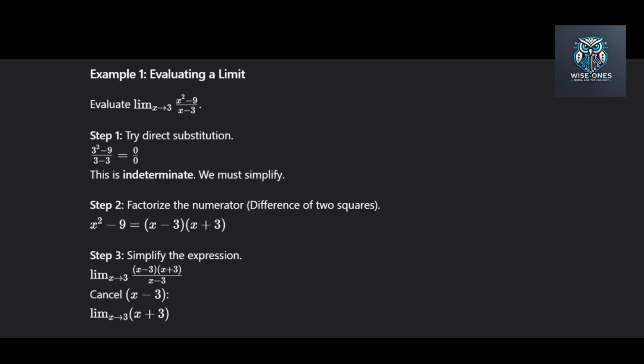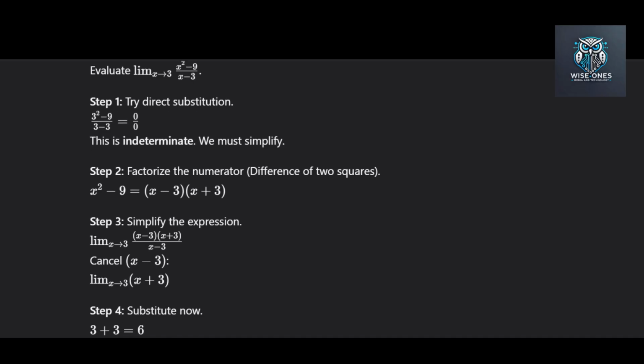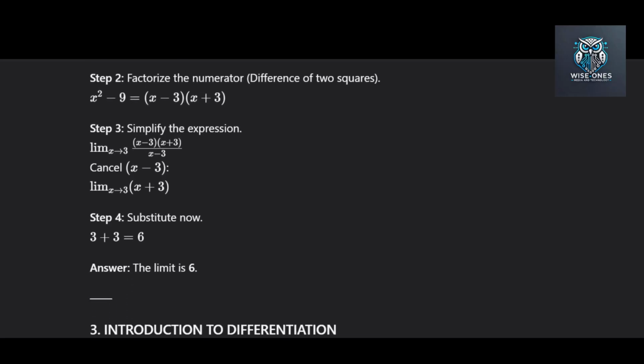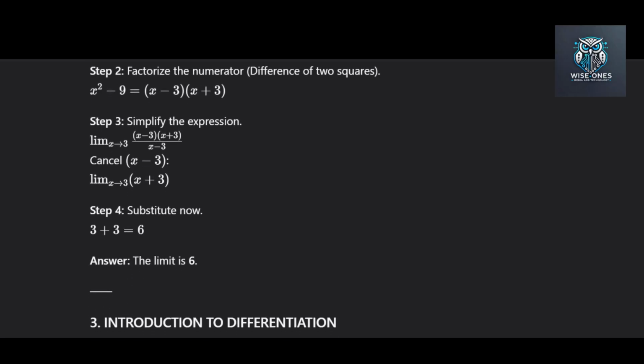We write the limit as x approaches 3 of the fraction open bracket x minus 3 close bracket times open bracket x plus 3 close bracket over x minus 3. Notice we have x minus 3 on the top and x minus 3 on the bottom. We can cancel them out. They cancel each other like friends shaking hands. So we are left with limit as x approaches 3 of open bracket x plus 3 close bracket.